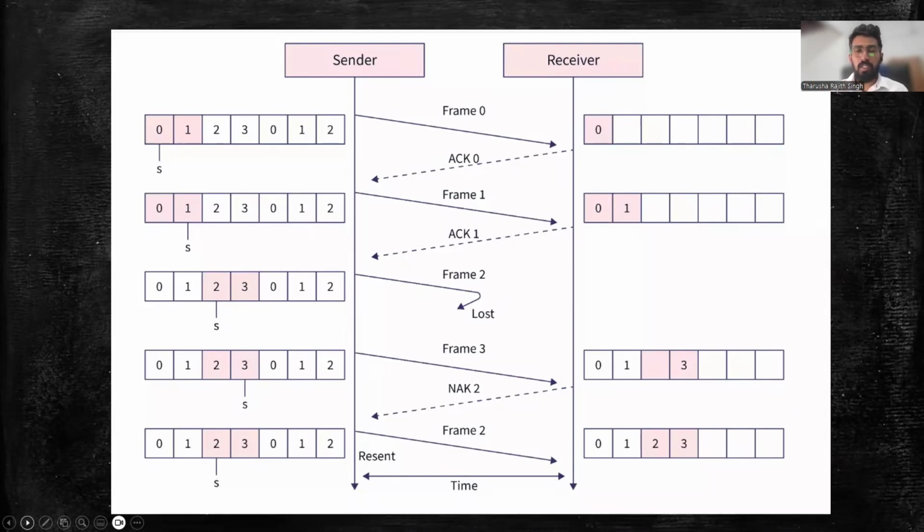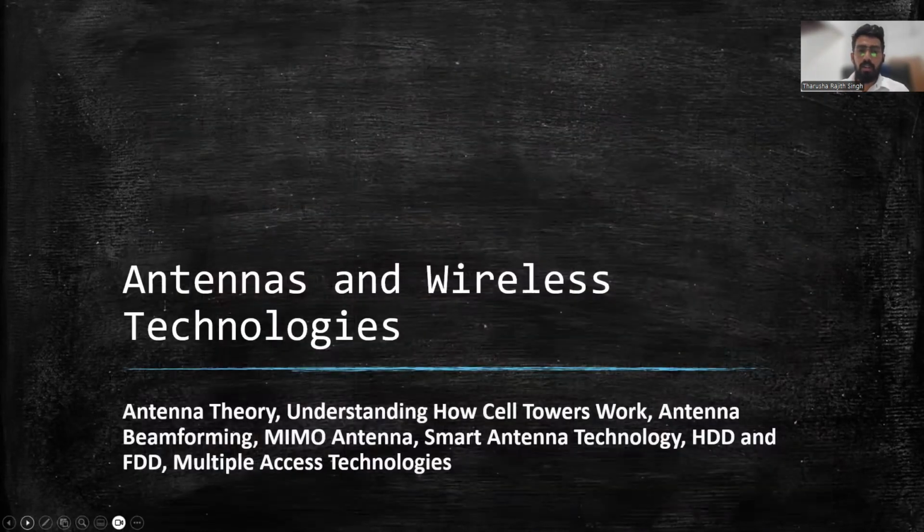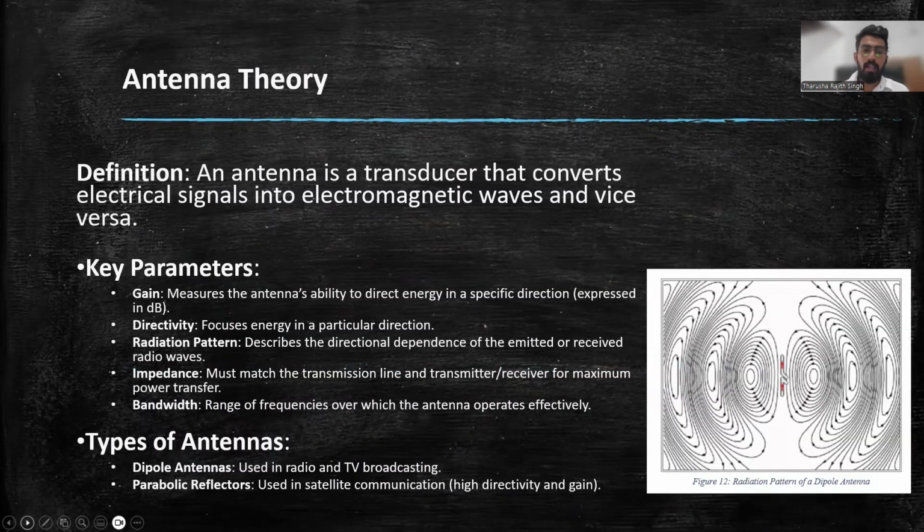Okay, let's move on to the new chapter, which is antennas and wireless technology. So, what is an antenna? An antenna is a transducer that converts electrical signals into electromagnetic waves and vice versa. It is essential for transmitting and receiving radio frequency signals in wireless communication systems.